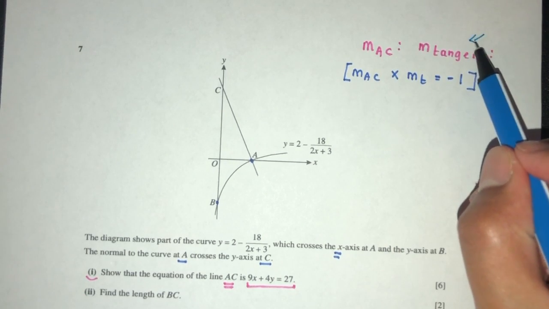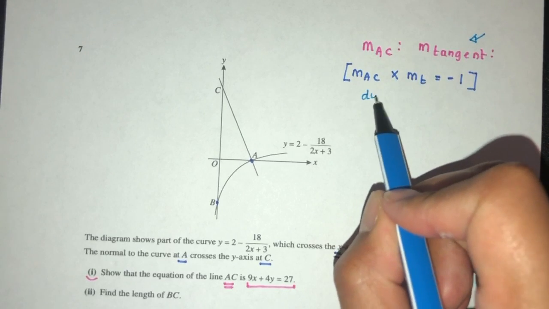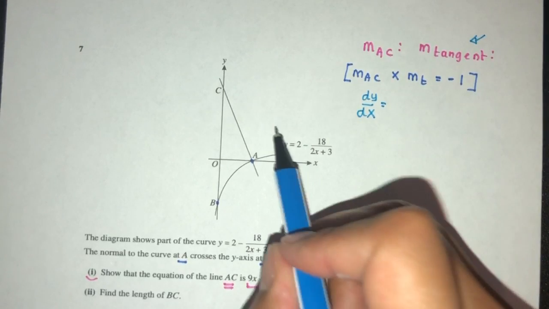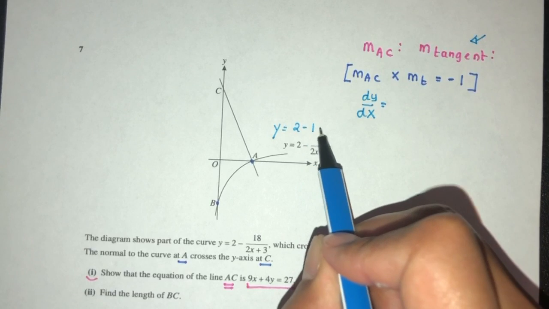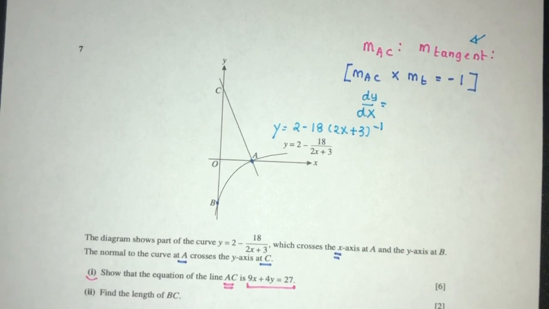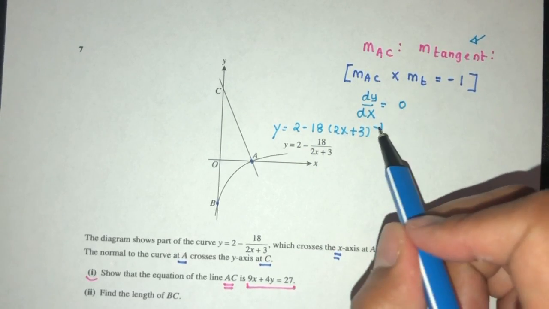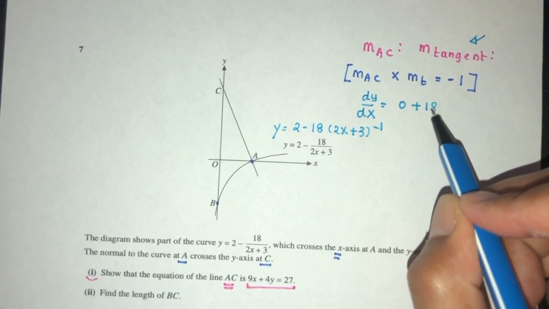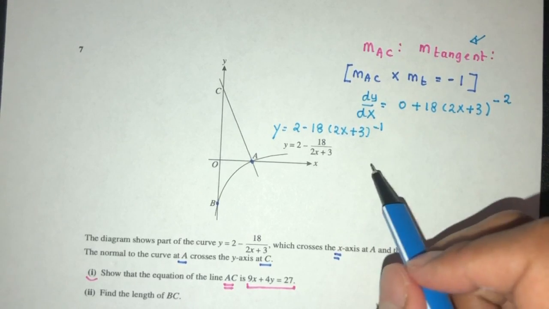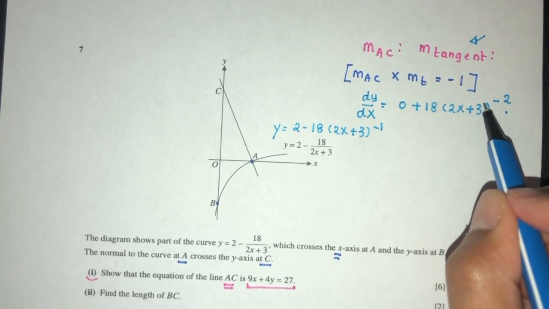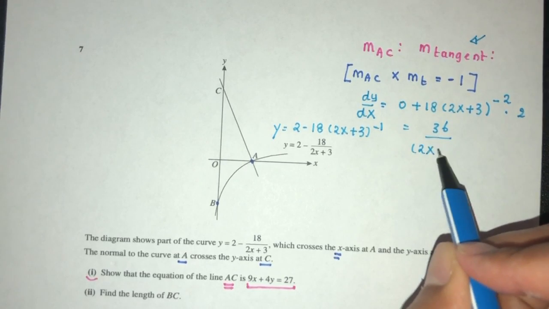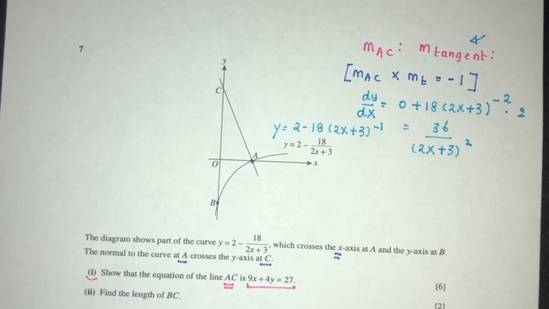Now how would you find this? So now we know this is simply dy by dx. So the gradient of the tangent is simply dy by dx. So let's find this. We can rewrite this as y equals 2 minus 18 times (2x plus 3) to the power minus 1. So first, the derivative of 2 is 0. Then we multiply by the power, so it should be plus 18, (2x plus 3), then we minus 1 from the power, that should be minus 2. And then multiply by d by dx of the value inside, that should be 2. That should be 36 over (2x plus 3) squared. This is your value of dy by dx.